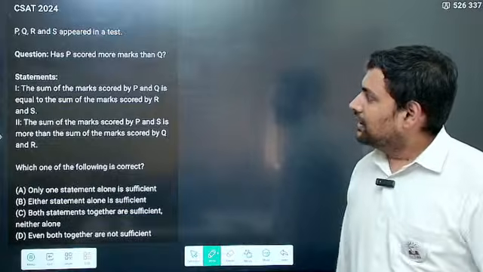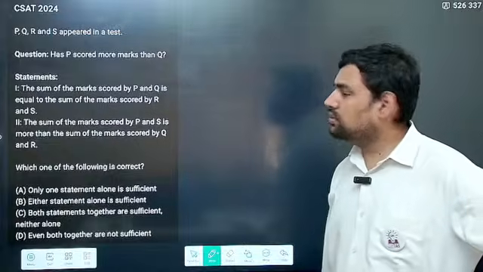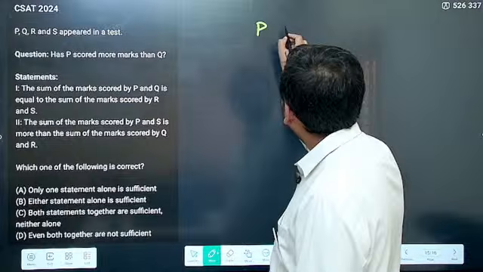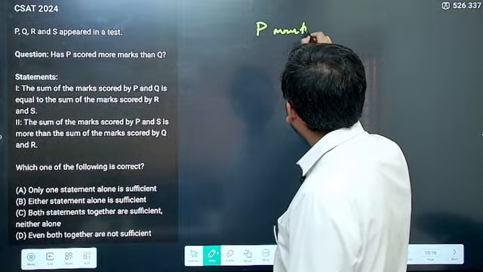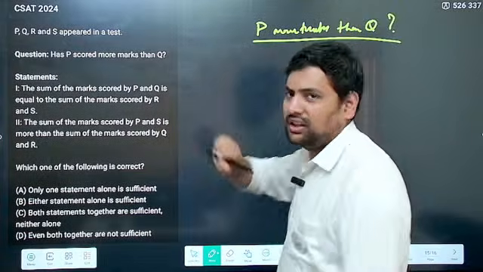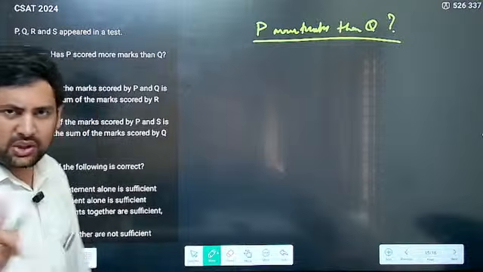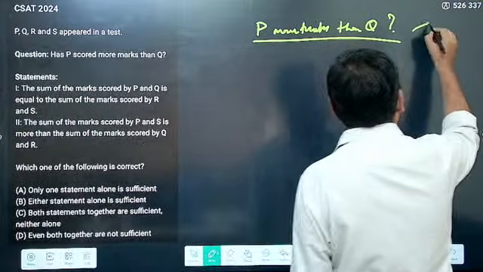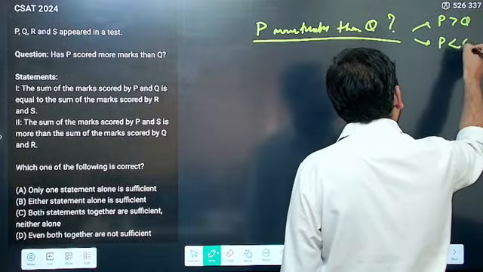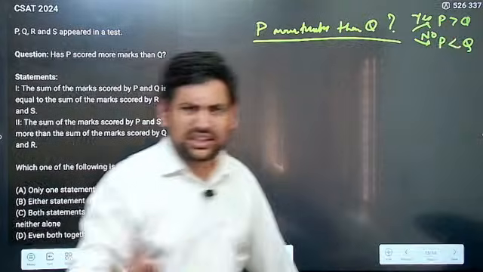Then it is saying PQRS appeared in a test, has P scored more marks than Q? This is the question. Correct? P scored more marks than Q or not. Now, if I can get to a correct answer, yes, that P is greater than Q, then I am fine. If I get to a perfect no, then also I am fine. That is, P scored less than Q.